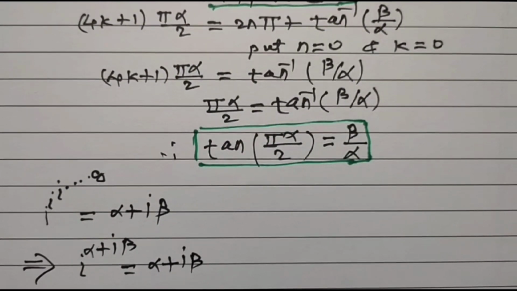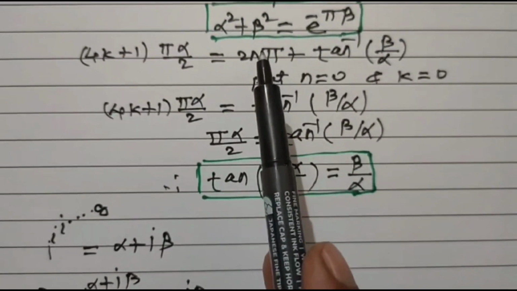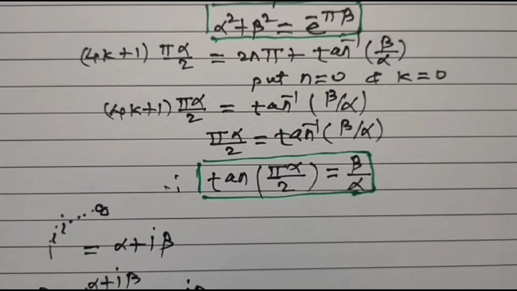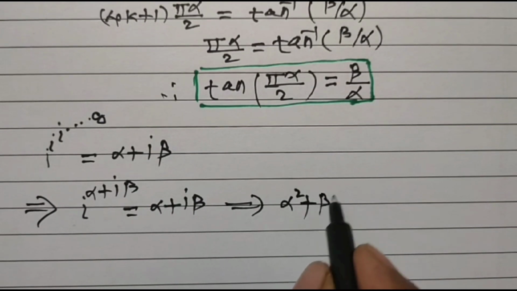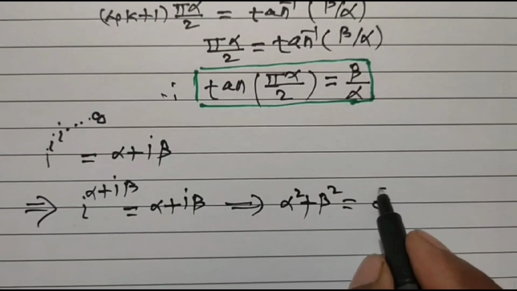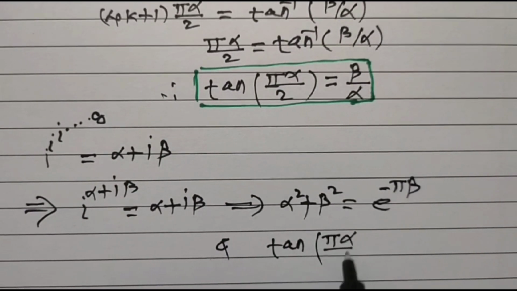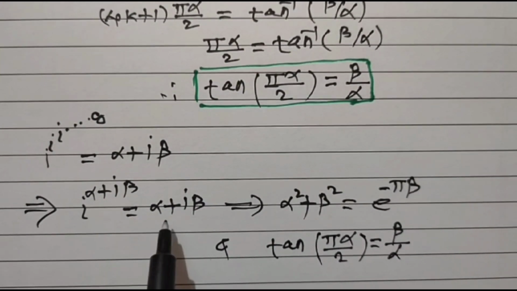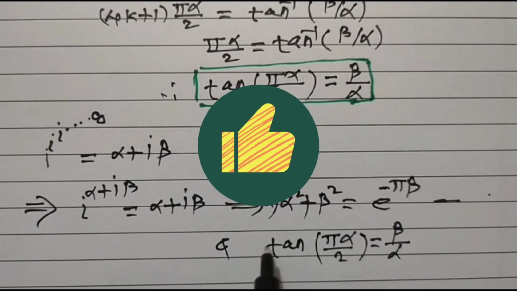And this we have already solved, and for this statement we have obtained alpha square plus beta square is equal to e to the power minus pi beta, and tan of pi alpha divided by 2 is equal to beta upon alpha. Hence this implies alpha square plus beta square is equal to e to the power minus pi beta, and tan of pi alpha divided by 2 is equal to beta upon alpha. Both these statements are proved for i to the power alpha plus i beta is equal to alpha plus i beta. Okay, this is statement A and this is statement B.